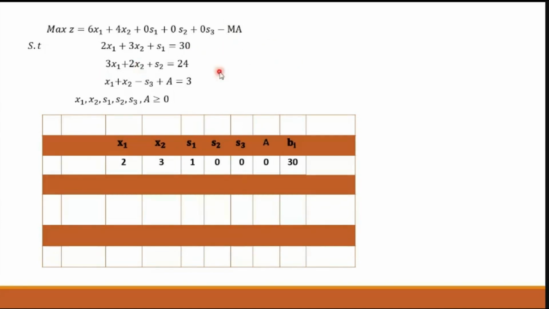फिर second constraint लेना है. So 3, 2, S1 is not there, so 0. S2 ka coefficient 1. S3 is not there in the second constraint. A is not there. And then we have 24. Third constraint mein, x1 ka coefficient 1. x2 ka 1. S1 is not there. S2 is not there. S3 is minus 1. A is 1. And then this is equal to 3.